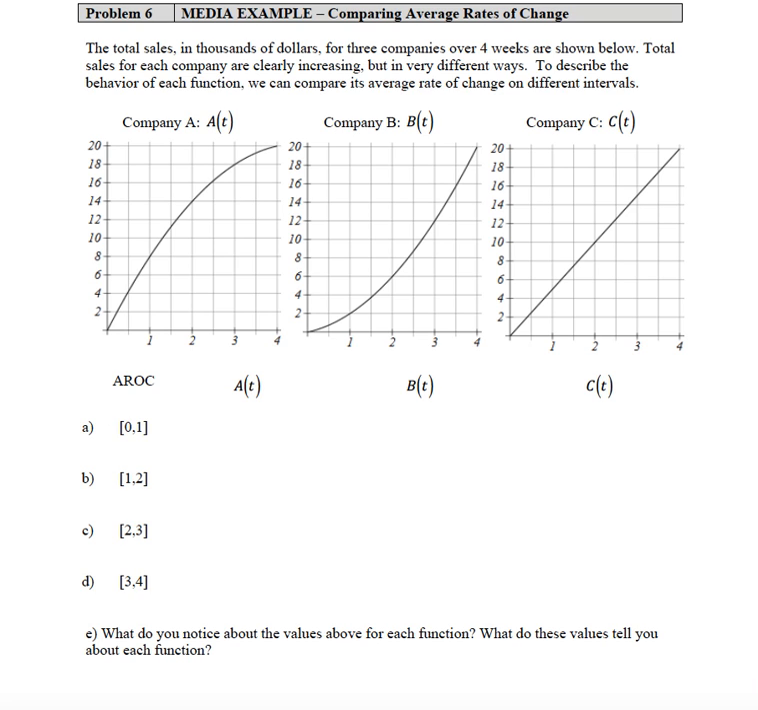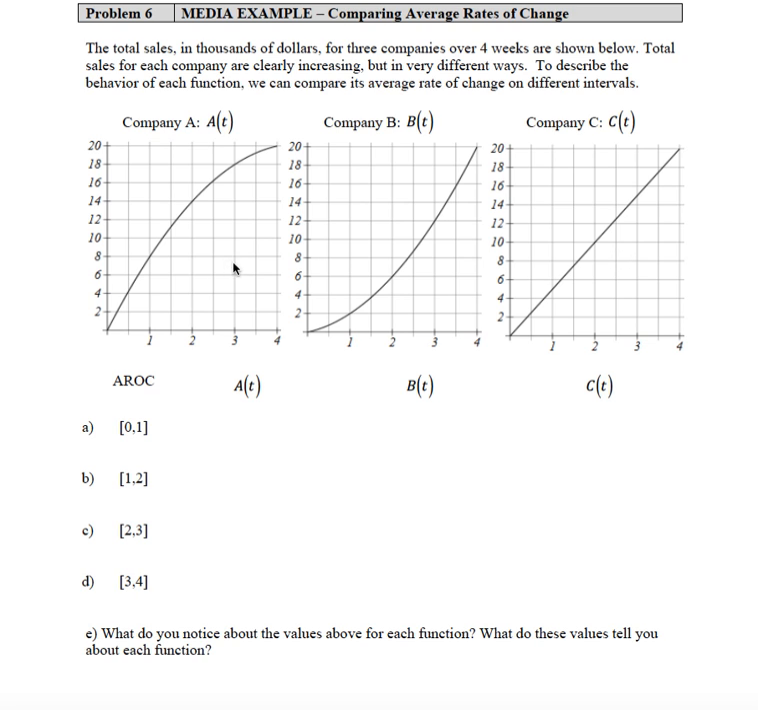In problem 6, we are told that total sales in thousands of dollars for 3 companies over 4 weeks is shown in the graphs below. If you look at each graph, you can see that the outputs are increasing, but for each graph, they're increasing in different ways. To describe the behavior of each function, let's compare its average rate of change on different intervals.